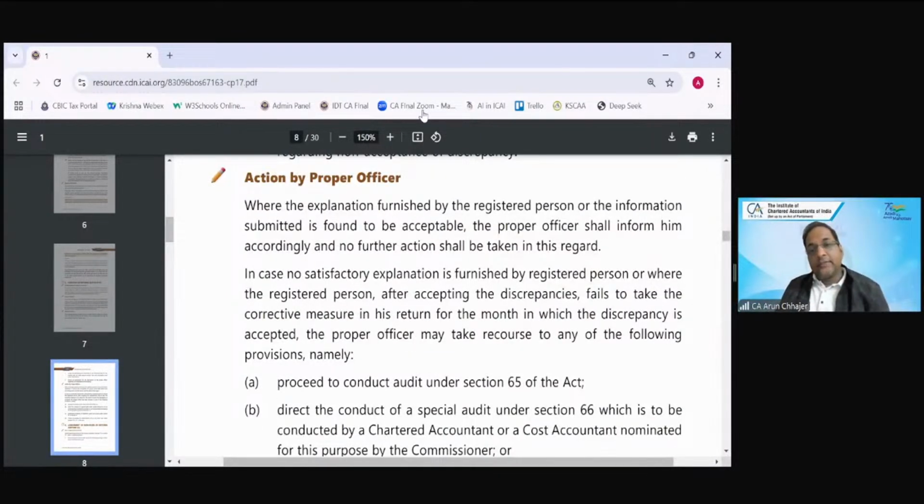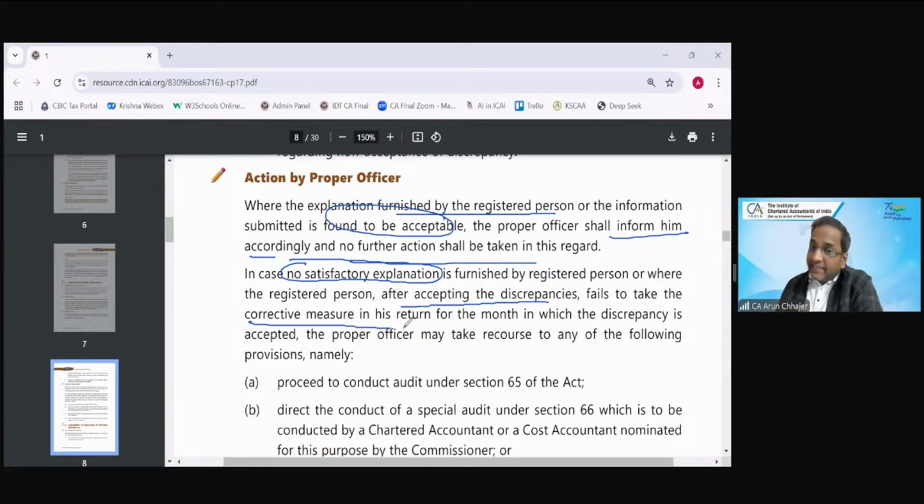Where the explanation furnished by the registered person is found acceptable, the officer shall inform accordingly and no further action shall be taken in this regard. Second, if no satisfactory explanation is furnished, or after accepting the discrepancy, the taxpayer fails to take any corrective measure, मतलब या तो एक्सप्लेनेशन से सेटिस्फाइड नहीं है, या जहां पे टैक्सपेयर कहता है कि मैं एग्री कर रहा हूं, but he does not take any corrective action in the return, then the officer may take any of the following. So what actions can the officer take?